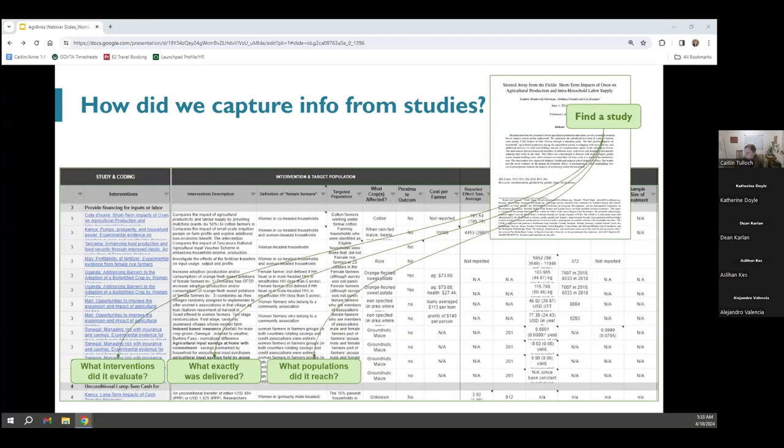We also track what populations were reached in this particular study. There's huge variety in what it means to be a woman farmer. And I think a lot of the older studies really focused on women-headed households as the definition, but that's quite a different population than women in male-headed households, women engaged in joint cultivation.